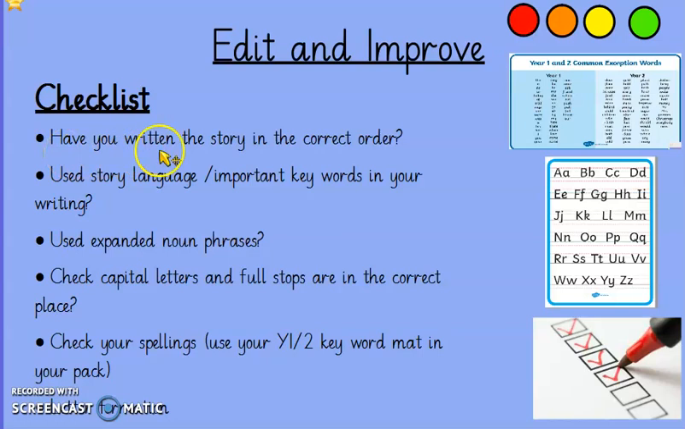So my checklist is, have you written the story in the correct order? Have you used story language and important keywords in your writing? Used expanded noun phrases? Check capital letters and full stops are in the correct place. Check your spellings using your keyword mat, which is this one, which is common exception words, tricky words, and letter formation, which is a really big thing, and we're trying to really give it a big push in Year 2 because one thing that we have to really focus on in Year 2 is your handwriting and making sure that your letter formation is absolutely correct. Okay, so this is your checklist. So you've got 6 things to be looking for when you are going through your story.